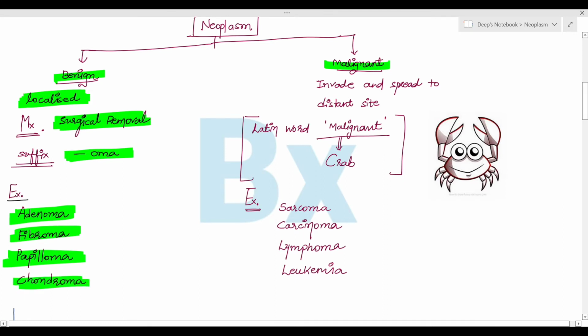In case of malignant tumor, we have three types. If the malignant tumor arises from the epithelial tissue, then we'll call it a carcinoma. If the malignant tumor arises from the connective tissue, then we'll call it a sarcoma. So what is a lymphoma? Lymphoma contains oma, but it doesn't mean it is a benign tumor. The lymphoma is a malignant tumor of lymphocytes. And what is a leukemia? It is a malignant tumor of blood, WBC, white blood cells.